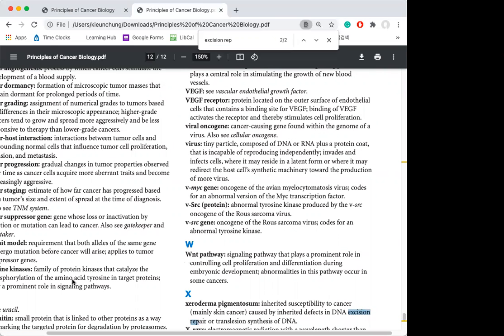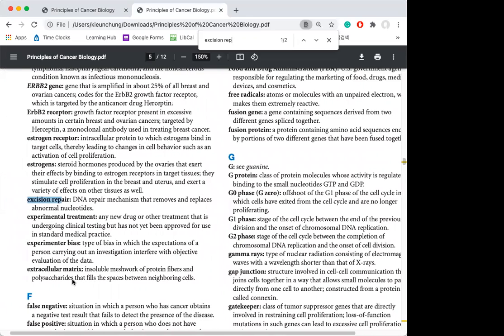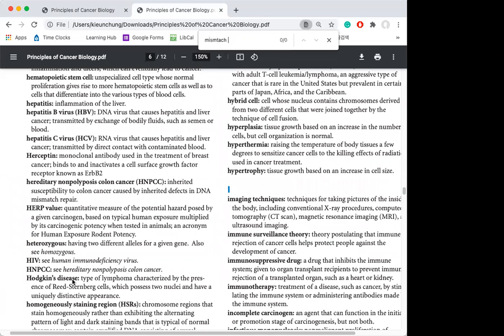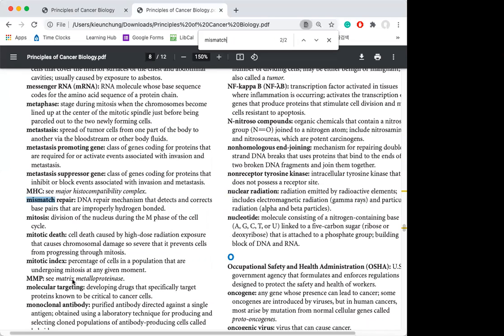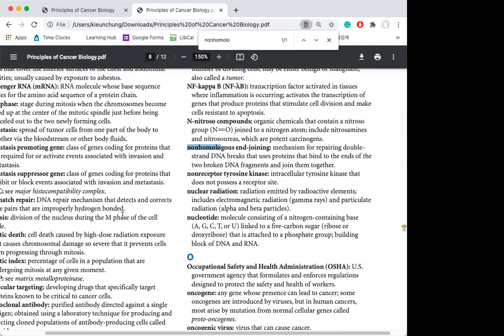Excision repair. DNA repair mechanism that removes and replaces abnormal nucleotides. Mismatch repair. DNA repair mechanism that detects and corrects base pairs that are improperly hydrogen bonded. Non-homologous end joining. Mechanism for repairing double-strand DNA breaks that uses proteins that bind to the ends of the two broken DNA fragments and join them together.